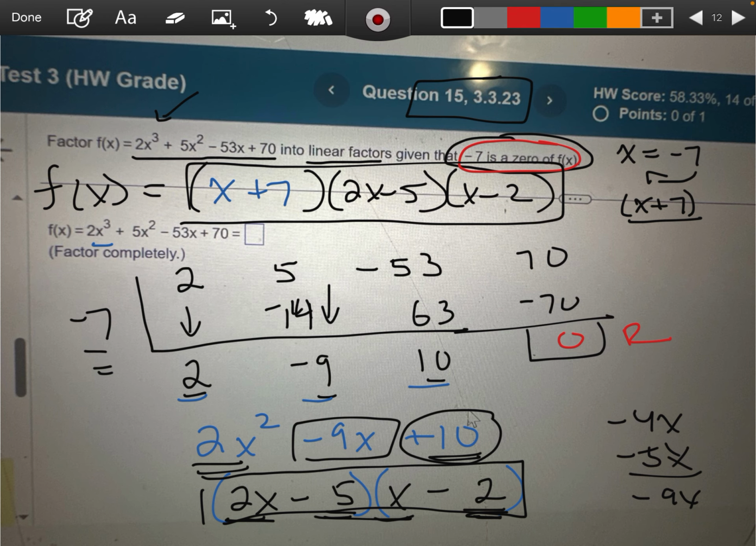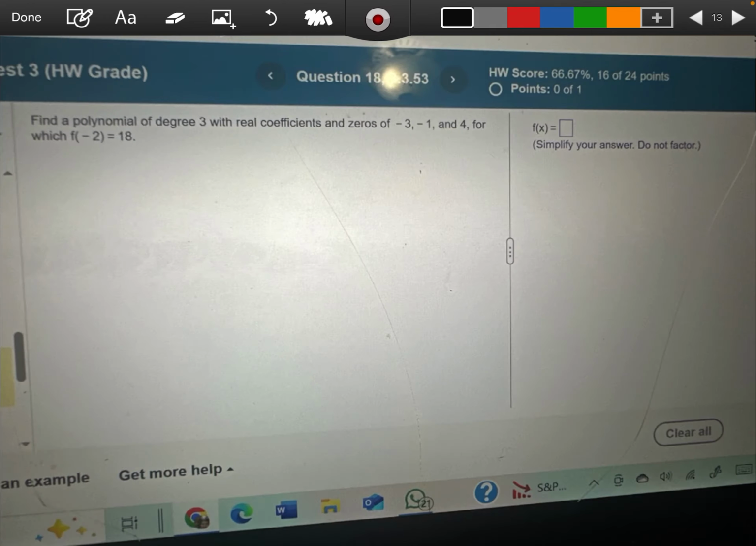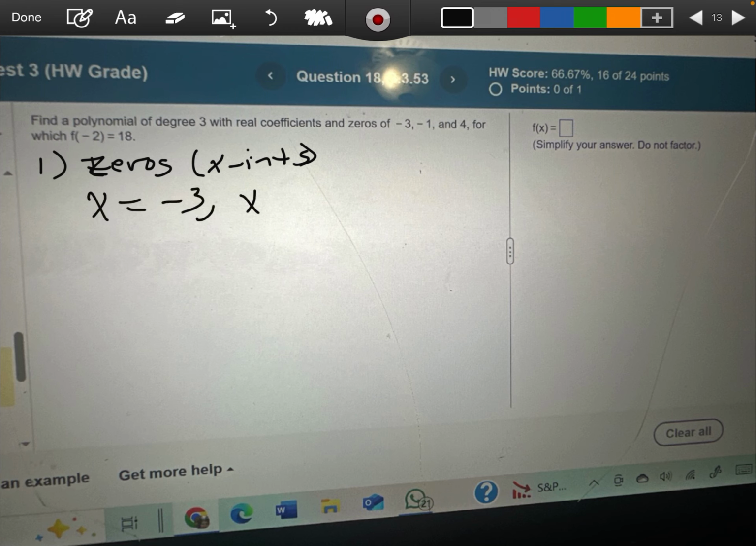Okay. Now, let's go to the second question. Here we go. Find a polynomial of degree 3. What degree 3 means, y'all, we're going to have an x to the third. So step number 1, we're going to write out our zeros, because that's what they told us. Zeros, y'all, are the same thing as my x-intercepts, okay? We have 3 of them. X equals -3, x equals -1, x equals positive 4.